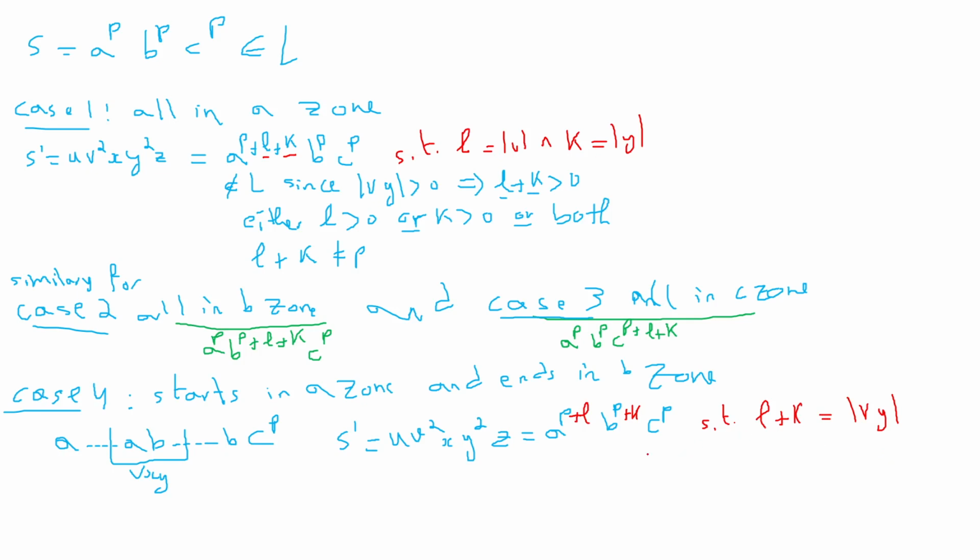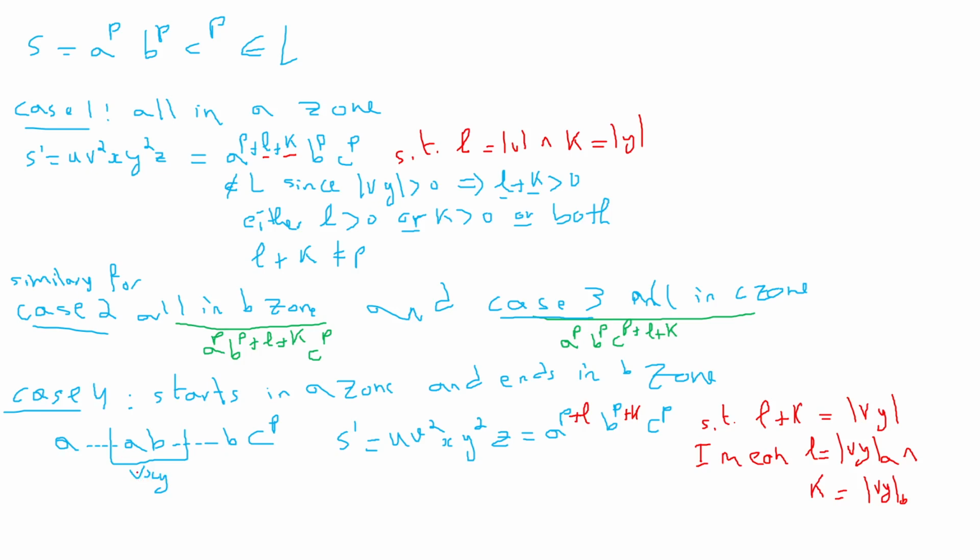What I'm saying is that L is how many A's I have in Vy, and K is how many B's I have in Vy. Why am I saying this? Well, we have to be very general. Think about it. All we're saying is that Vxy starts in A and ends in B. But we really have no idea where exactly V and Y are.